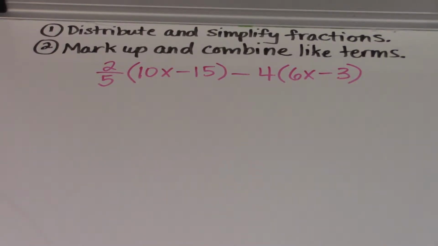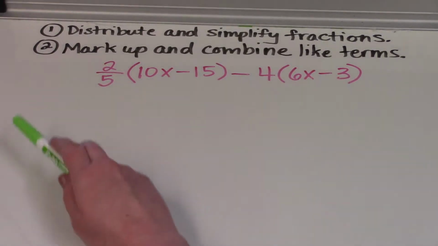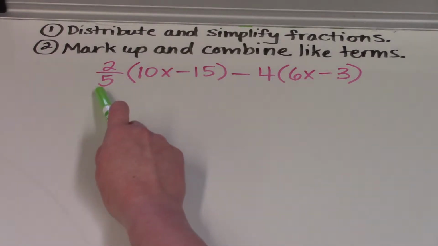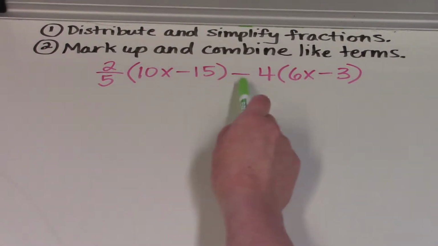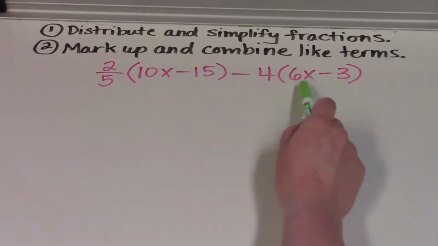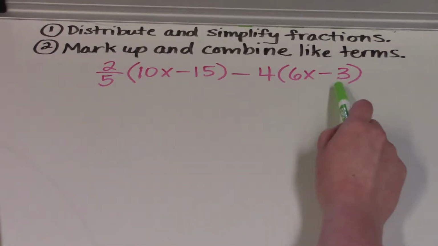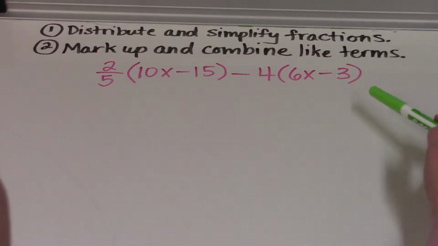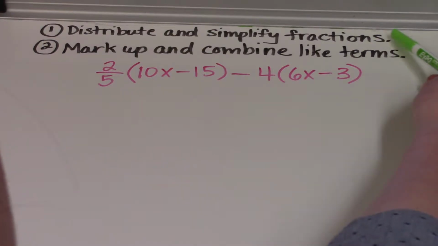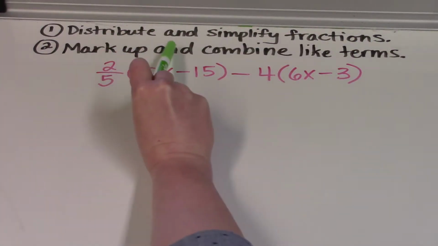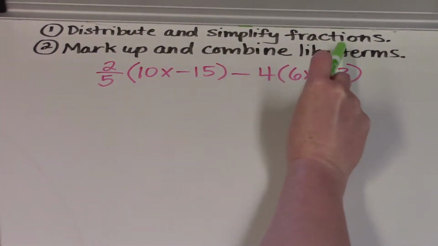For this example of using the distributive property, we're going to simplify the expression 2/5 times the quantity 10x minus 15 minus 4 times the quantity 6x minus 3. For all of the problems in the packet that ask you to use the distributive property, you should use the following two basic steps.